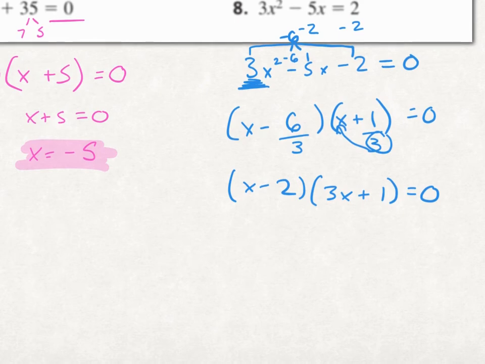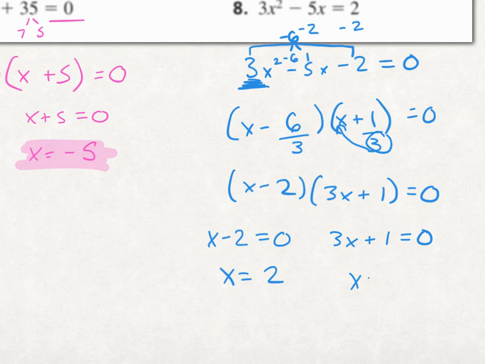Now we can split up both of our equations. X minus 2 is equal to 0. 3x plus 1 is equal to 0. X is equal to 2. X is equal to negative 1/3.